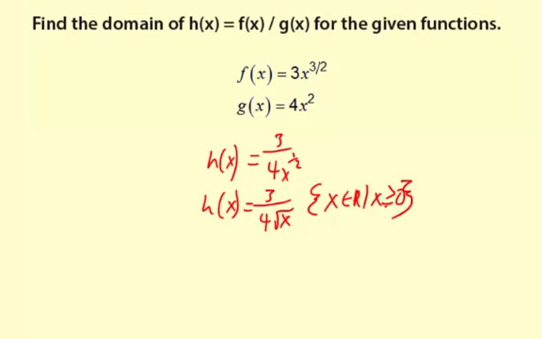Well, what if you have a 0 in here? You'd have 3 divided by 4 times 0, and that'd be 3 divided by 0, which is also undefined. So 0 doesn't work either. So we have to be a little more specific. X is an element of the real numbers such that x is greater than 0.